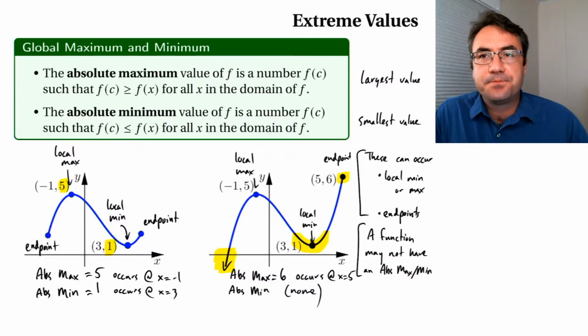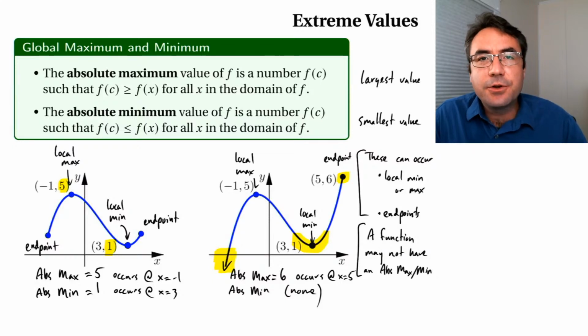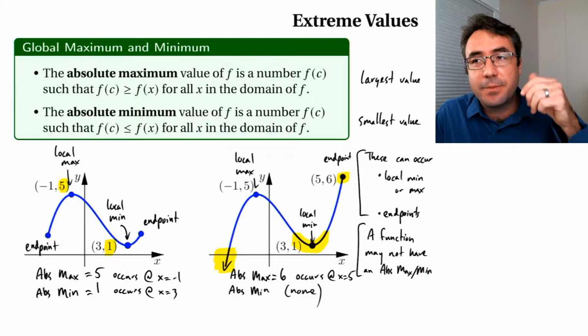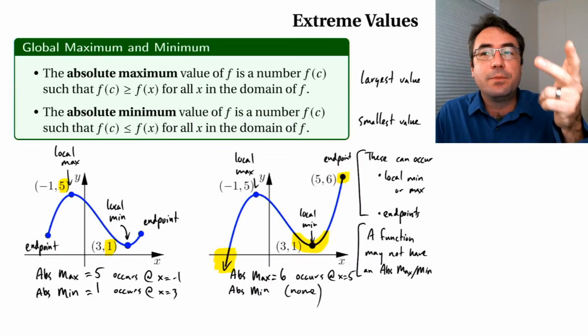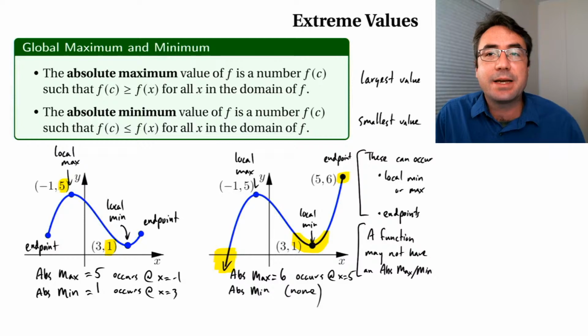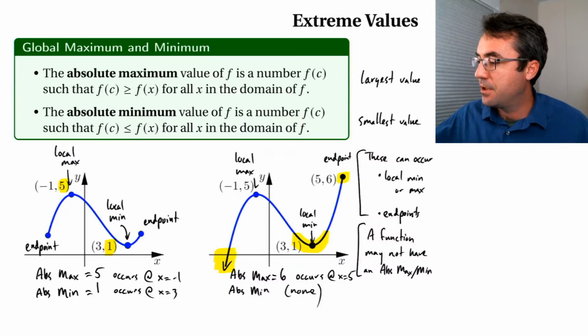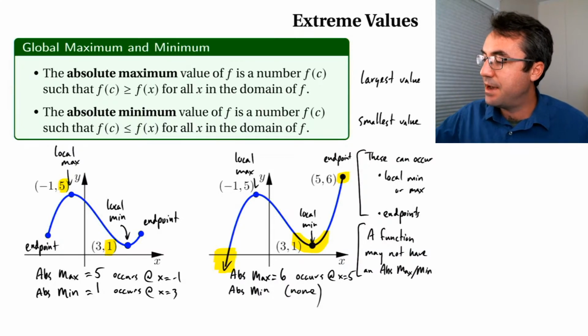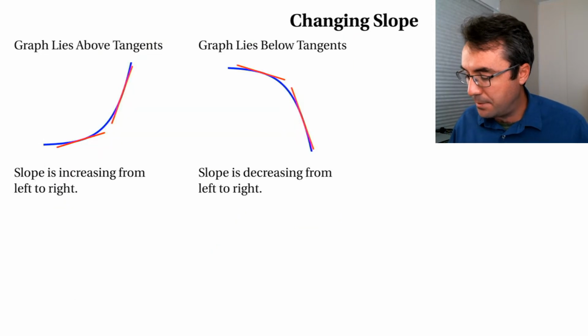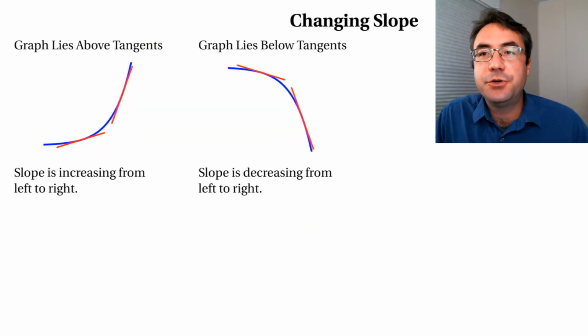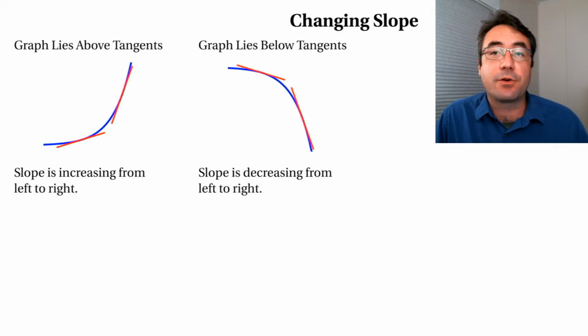All right, so we're moving along here. It's just kind of going through definitions, introducing all of the terminology and gadgets that we're going to be looking at. So we've talked about increasing, decreasing, local min, local max, now absolute max, absolute min. And the last major definitions, well, two of them, have to do with the changing behavior of our slope, which is really going to define the shape of our graph.